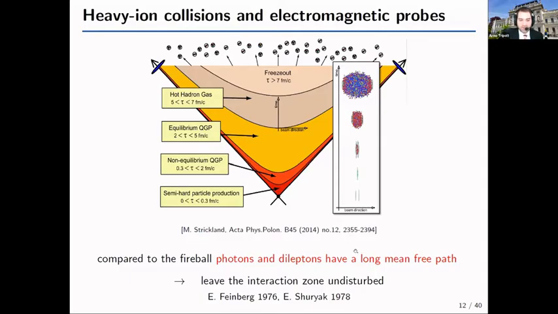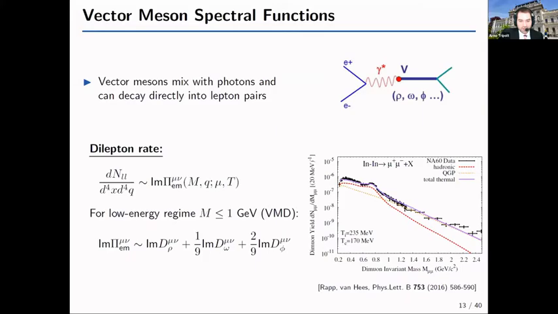And from which particles do they originate? Well, at low energies, the virtual photons and dileptons come mostly from the decay of vector mesons, which is due to the fact that the vector mesons have the same quantum numbers as the photon and can therefore directly decay into dilepton pairs, as you can see here. It then follows that the dilepton rate can be expressed in terms of the spectral functions of the light vector mesons, where the rho vector meson is the most important one.